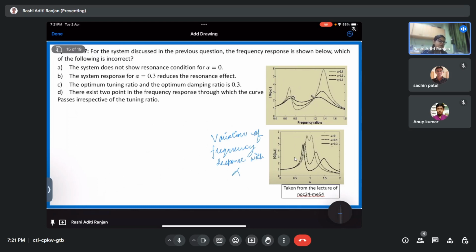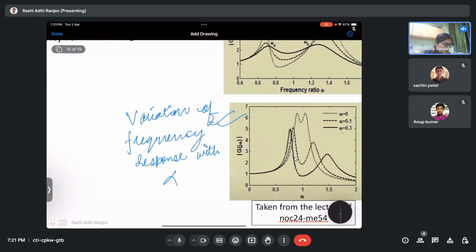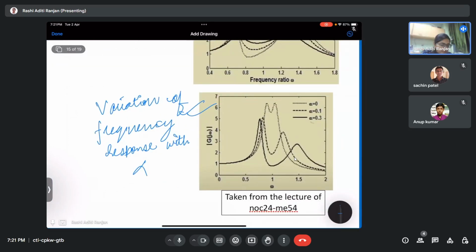Okay. So if you see over here, what is actually happening? I'll just write it. Variation of frequency response with damping ratio. So first, if I consider this figure, what is happening in this figure? Here I have three values of alpha, 0, 0.1 and 0.3. Now what do I observe?